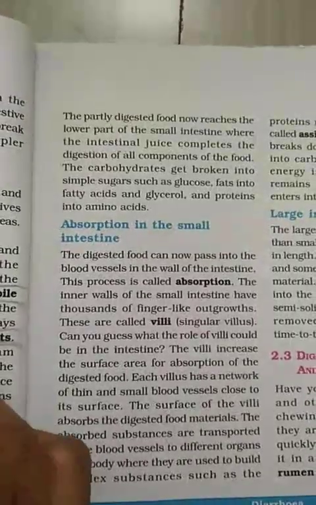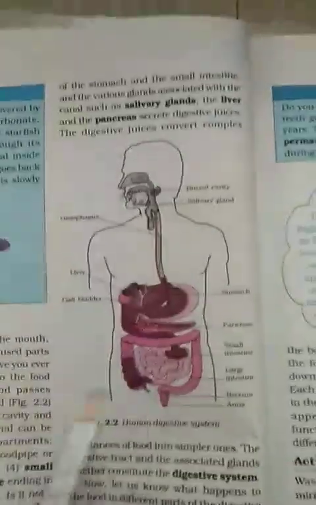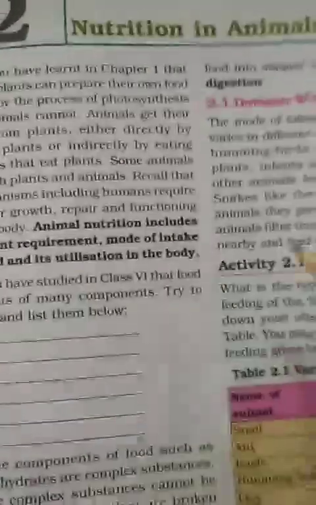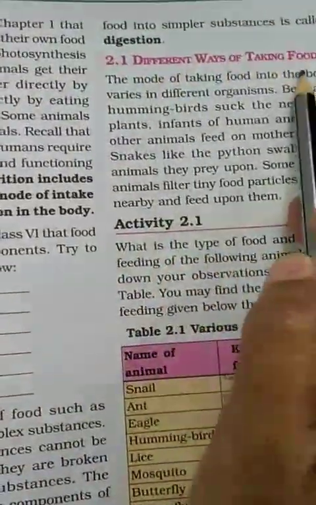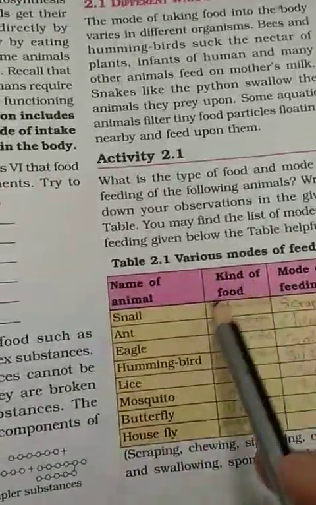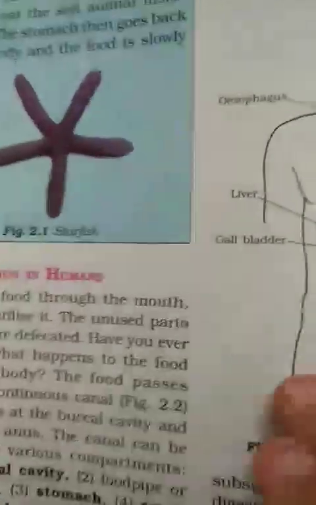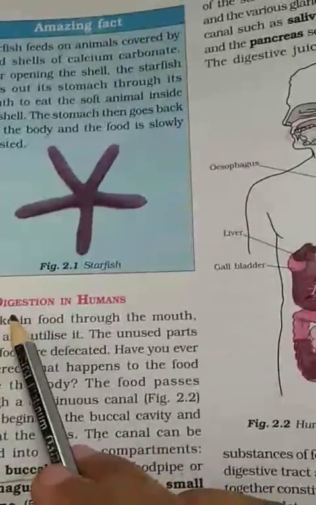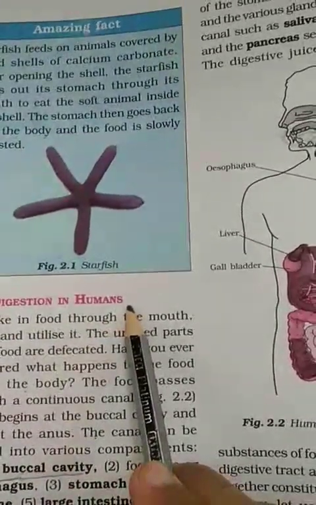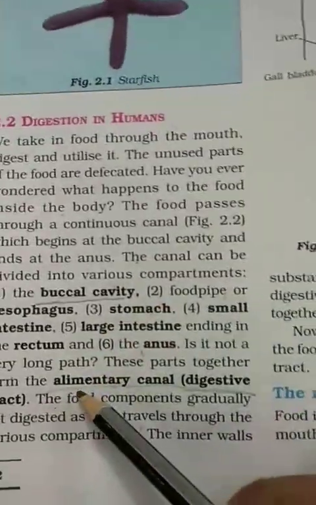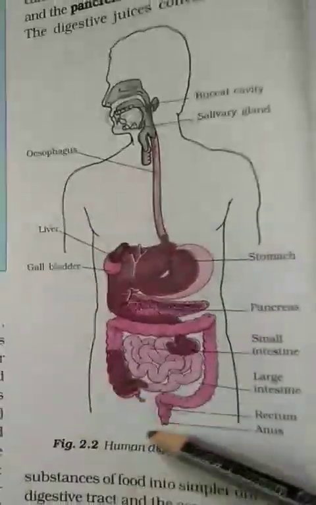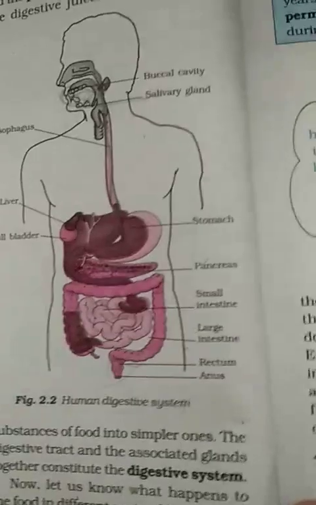Now we will see what we have seen today. We have seen the introduction of nutrition in animals. Then we have studied different ways of taking food. We have also studied different animals, their kind of food and mode of feeding. Then what is digestion, how digestion in humans is done, what are the organs involved in the digestive system, and what is the diagrammatical representation of the digestive system.